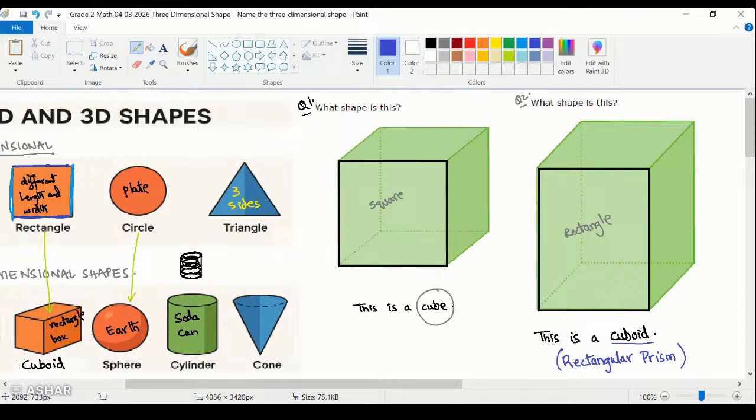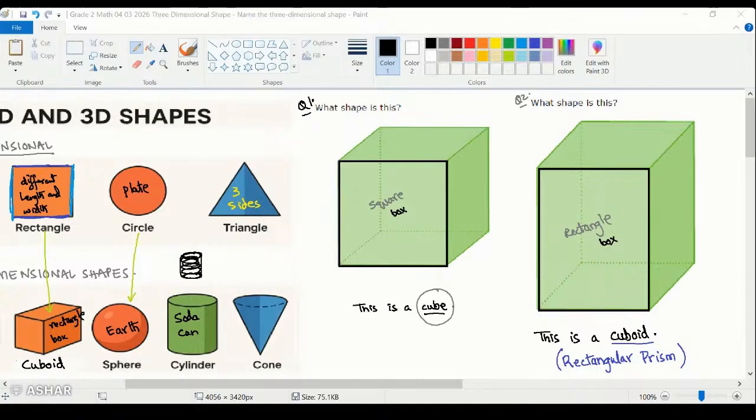A square box will always be known as a cube. A rectangle box will be known as a cuboid or a rectangular prism. Okay. A rectangle box has two names to it. Agreed? Let's have a look at another example.